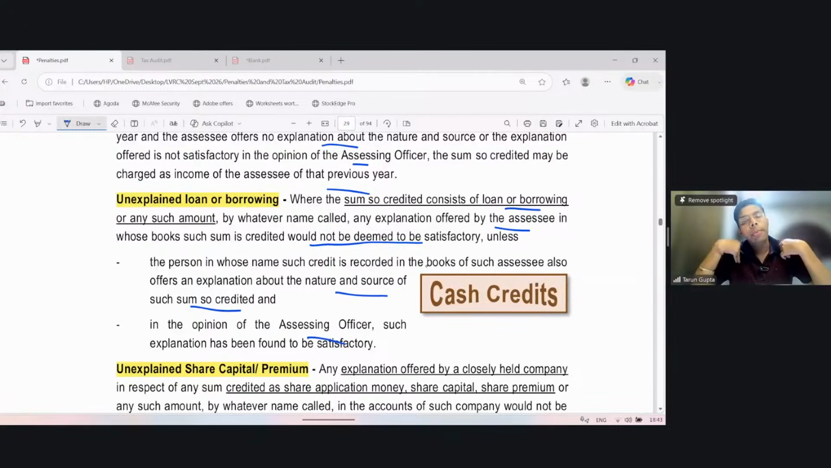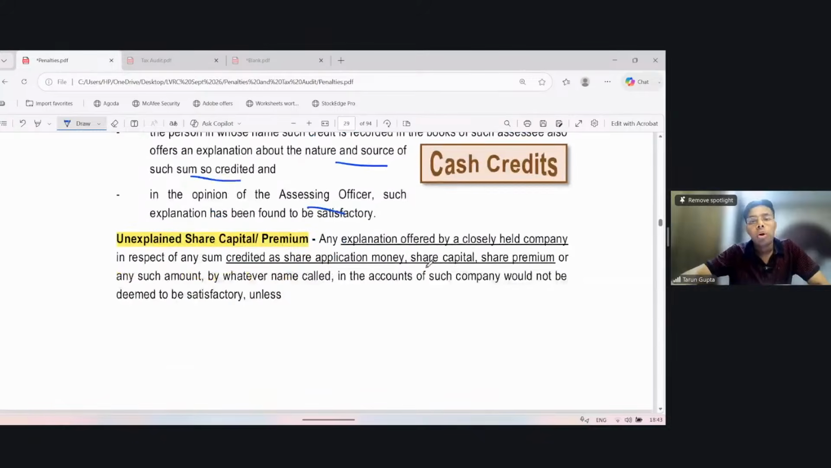If I explain, but you cannot explain, then such explanation shall not be deemed satisfactory even in my hands. Understand? So we call it source of source. I have to explain my source, and my source also has to explain his own source.